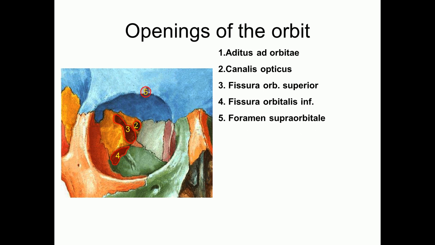Then number 5, foramen supraorbitale. We also know that sometimes we have no foramen, but only incisura supraorbitalis. But nevertheless, either incisura or foramen, we can find on each orbit. Number 6, foramen infraorbitale.